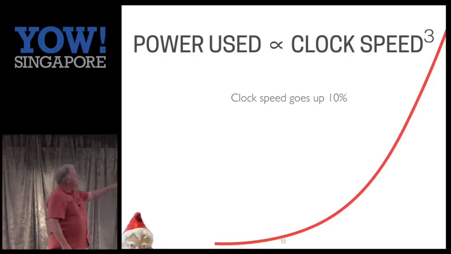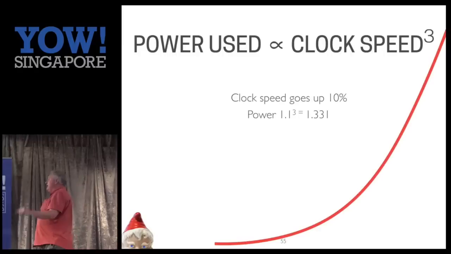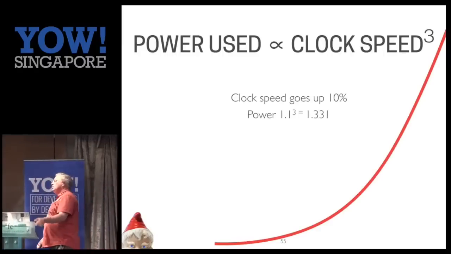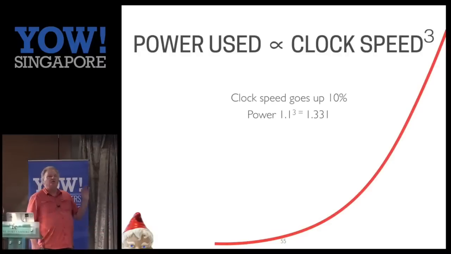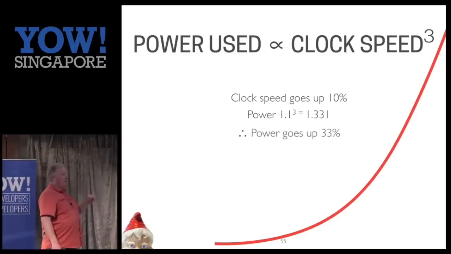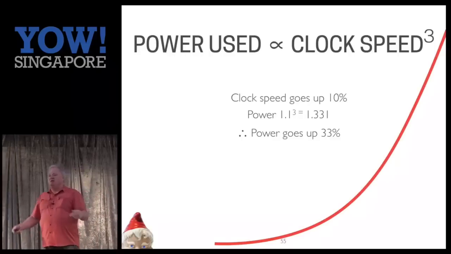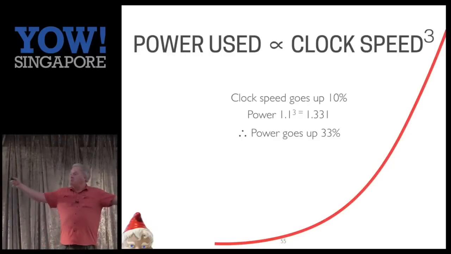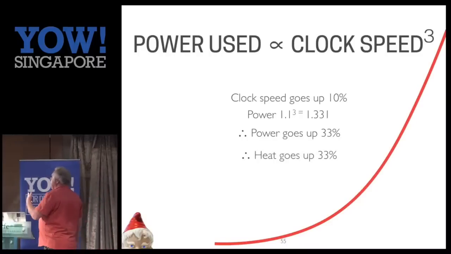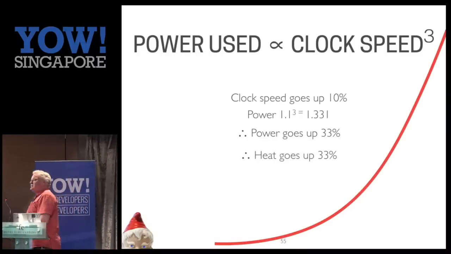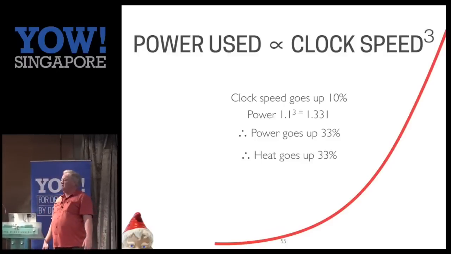Well, take a processor and overclock it by 10%. Its power consumption is going to go up by 1.1 cubed, which is effectively 1.3, which means that your power consumption is going up 33%. And what is the end result of power consumption? Heat. And so a mere 10% increase means that your processor is going to be running 33% hotter.